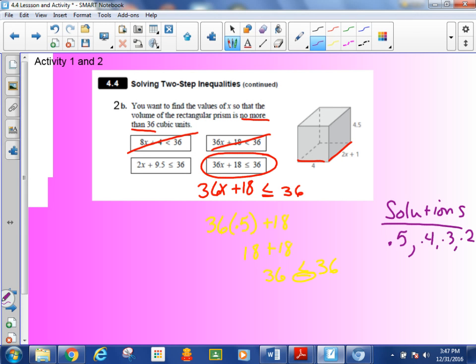Okay, so that's it for this part of the activity. Once again, it's just practicing using some geometry skills and then also using the skills that you are learning in 4.4. So good luck with this lesson.